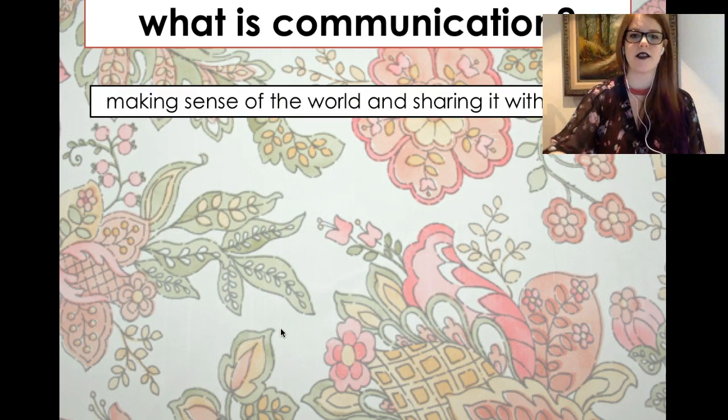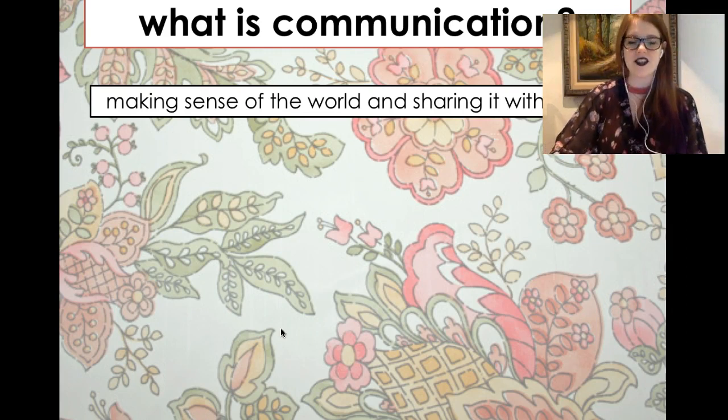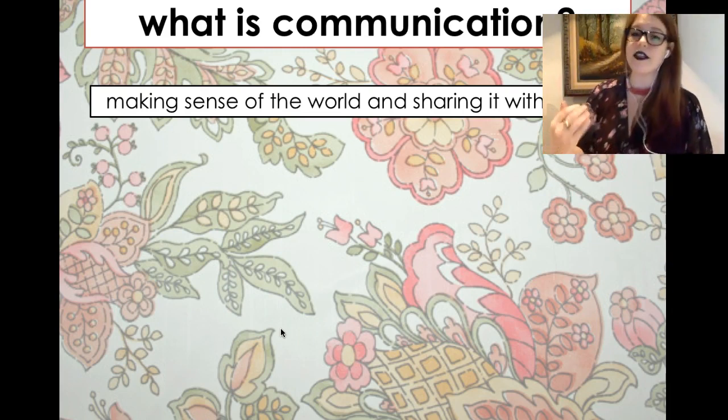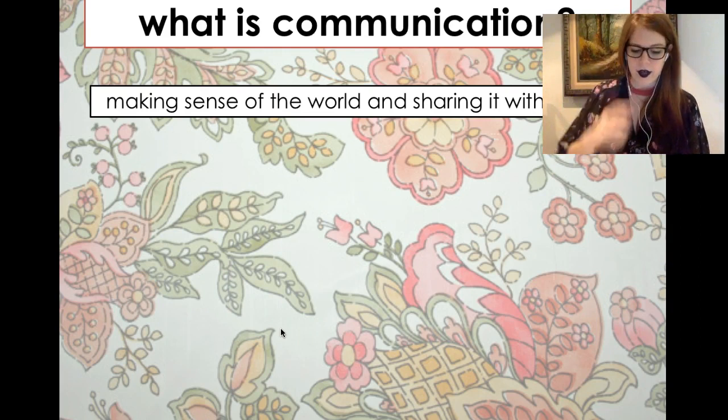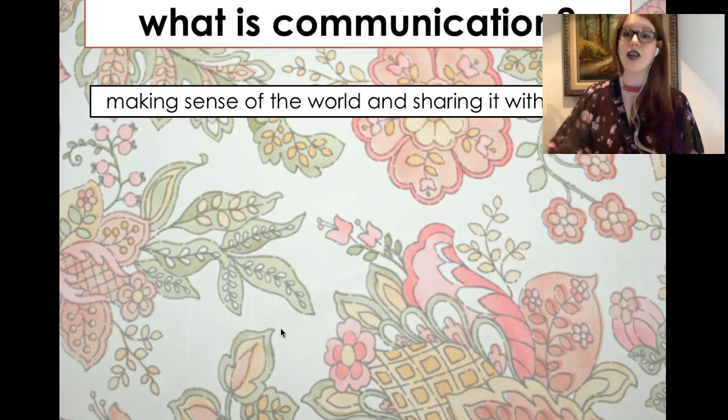So the first part of this definition is making sense of the world and sharing it with others. In order for communication to actually happen, we have to use a language set. Now, this language set can be any language, but for the principles of this class, we're going to use English because I promise you, if I try to use another language as an example, you would be quite saddened by the dismal display of my foreign language skills. So we're going to use English, but the principles are cross-applied across all languages.